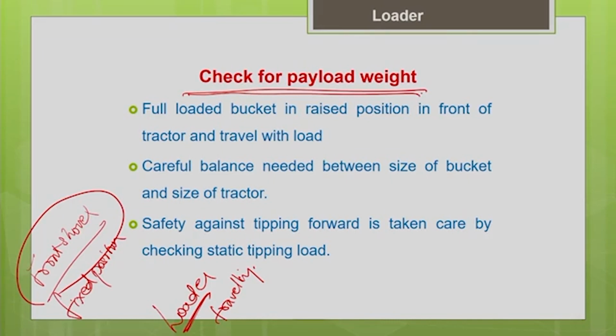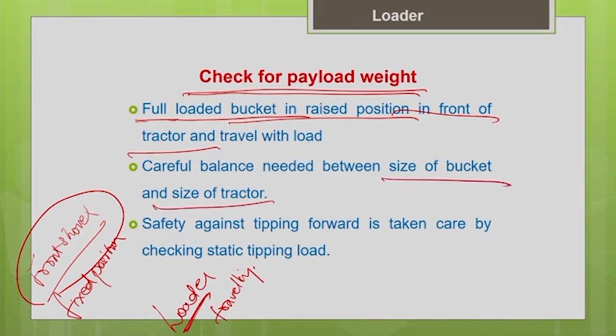These machines are basically traveling with a fully loaded bucket, and the bucket will be in the raised position in the front of the tractor while traveling. So, that is why there are more chances for instability. We have to carefully match the size of the bucket and the size of the tractor. For a very small tractor you should not put a bigger bucket, as that will affect the stability of your machine. Safety against tipping forward is taken care of by checking the static tipping load. How the static tipping load is determined, we are going to discuss in the next slide.